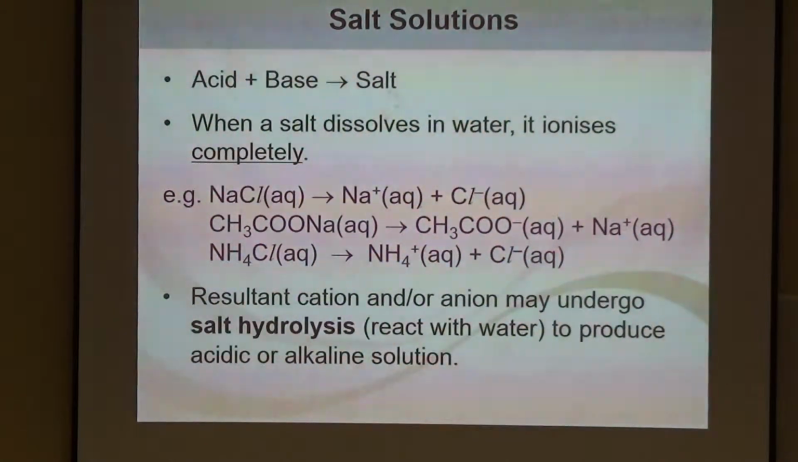Now, the first step in dissolving is this ionization. Subsequently, there can be a second step, which is the hydrolysis. And this hydrolysis may result in an acidic or alkaline solution. Now, this doesn't always happen. You need to know, this is what this whole section is about: knowing what can happen and therefore what is the result.